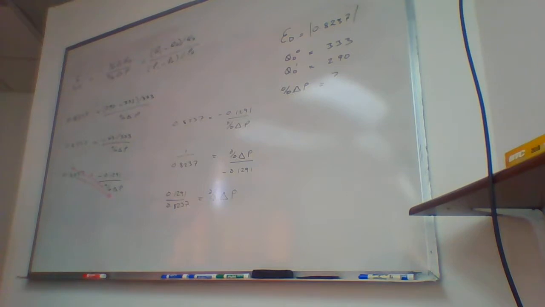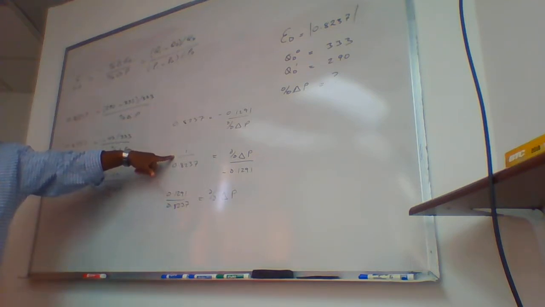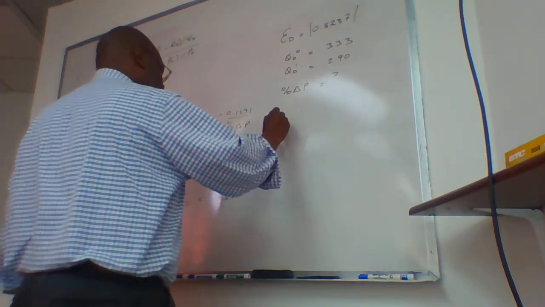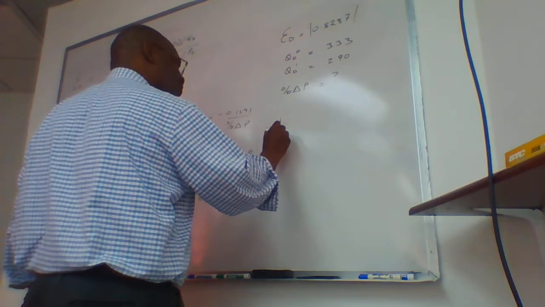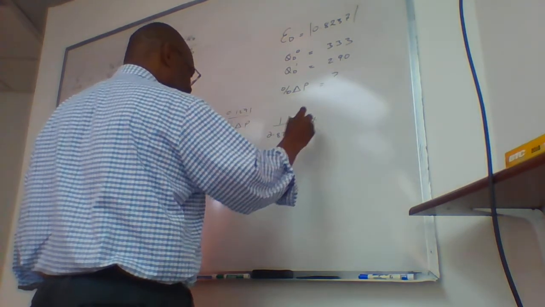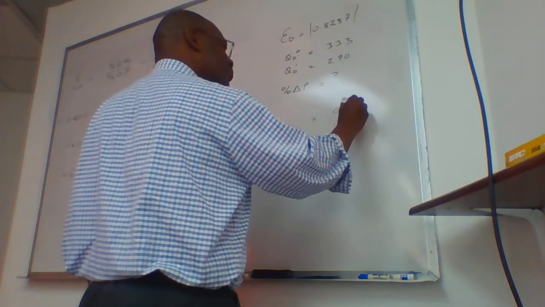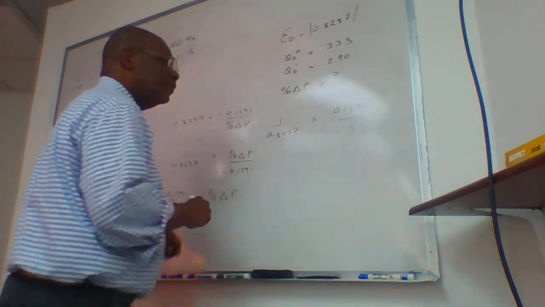Why did you divide it instead of multiplying it? No, I didn't divide it. I multiplied, and it came to the top. I mean, when you carry the negative 0.1291 over, wouldn't it be 1 over 0.8237 times 0.1291 over 1?